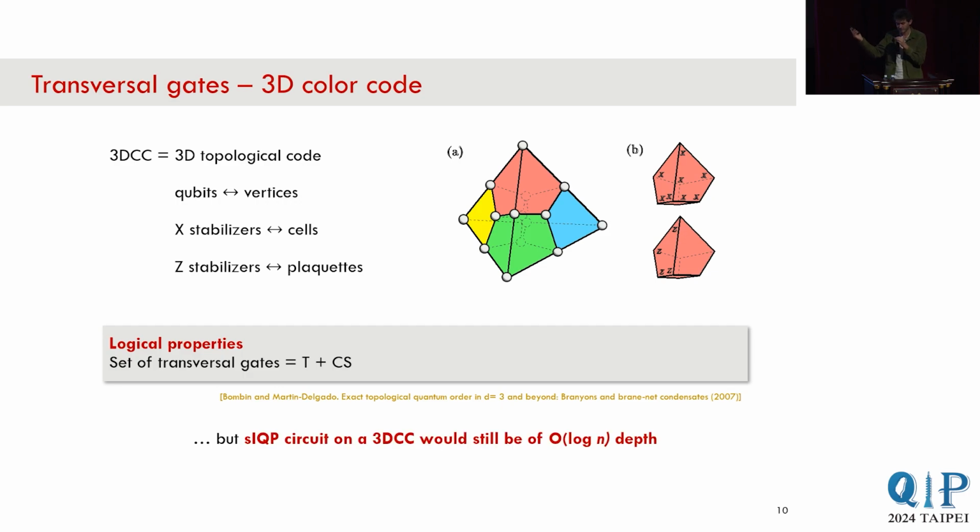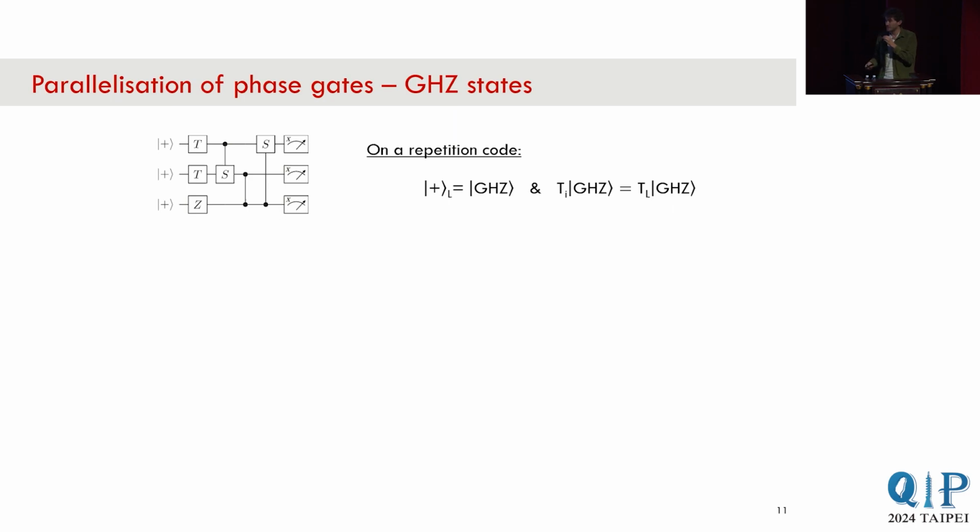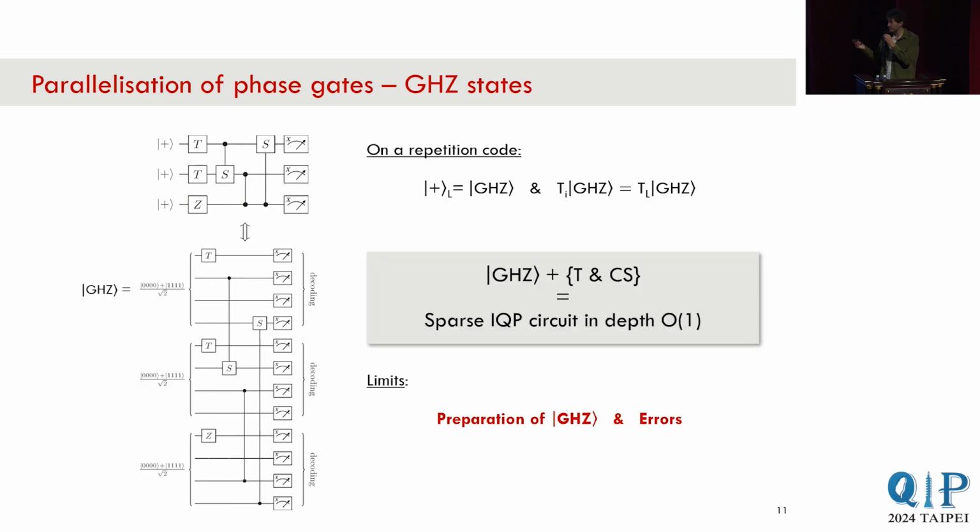So now, if you implement the sparse IQP circuit on this code, you're going to have something of log n depth, because you did not increase the depth of the circuit by doing so, but you did not reduce it either. And so we're going to need some kind of parallelization. So the central idea here is that on a repetition code, you can implement phase gates in parallel. Since a phase gate on a single physical qubit corresponds to an uncoded phase gate on the repetition code. And if I translate this fact to the IQP setting, this gives us that if you start from uncoded plus state of a repetition code, that is to say GHZ state, and you're able to implement T and CS gates, then you can implement a sparse IQP circuit in depth 1.